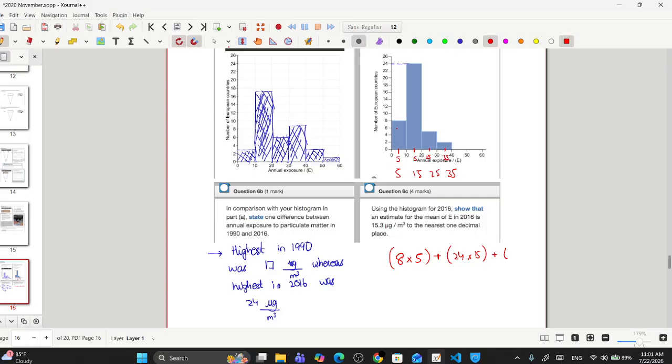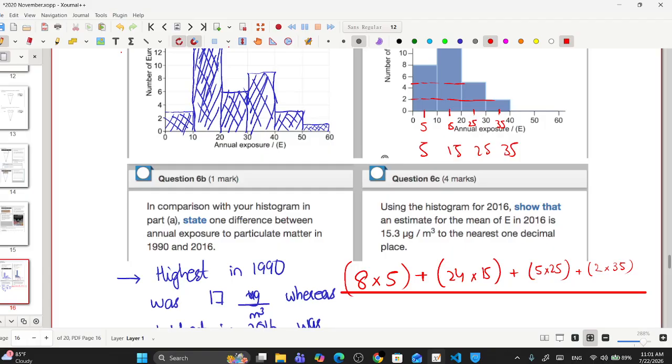And what are we supposed to do? We are supposed to divide this entire value by 39. Why? Because 39 is the total frequency. What do I mean? There is a total of 39 countries being calculated in Europe when this happened. How do I know that?